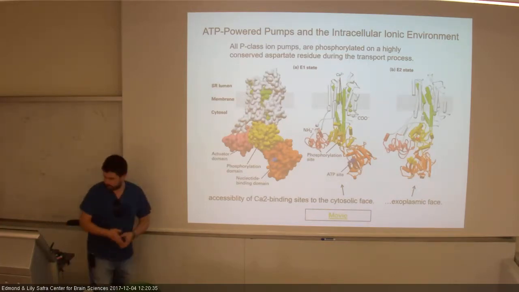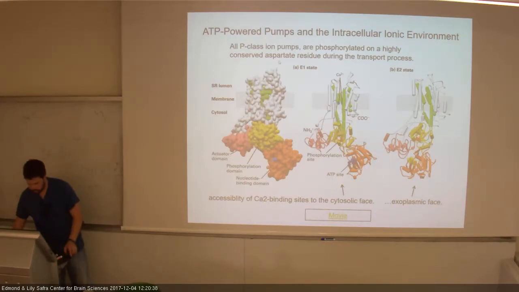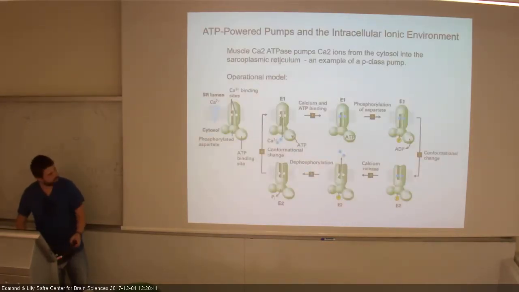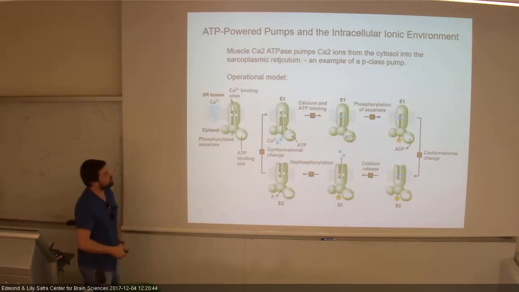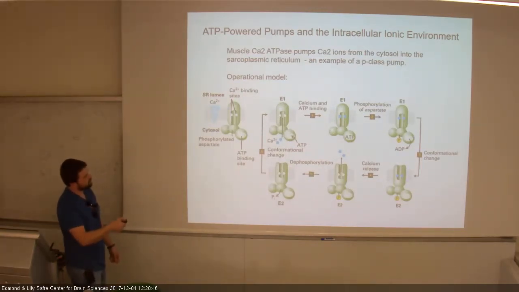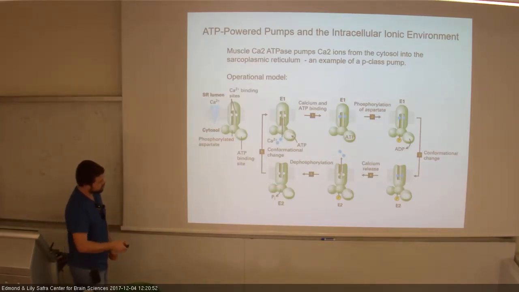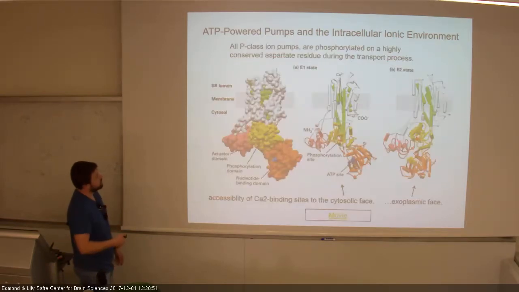So this is the E1 phase, when the cleft is pointing towards the cytosol, and the E2 is when the channel is open towards the lumen. And you can see that there is a massive conformational change that happens in this site after the phosphorylation that causes this shift. This whole area over here is moving here, and when you look at it, almost none of the structure stays the same.